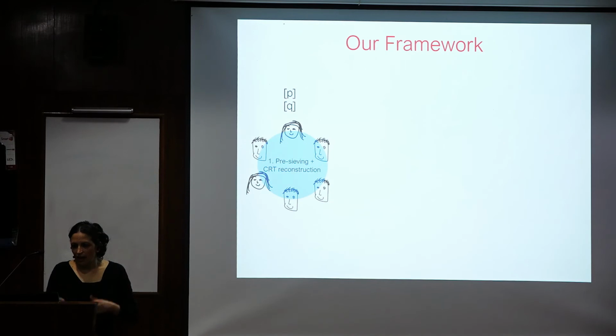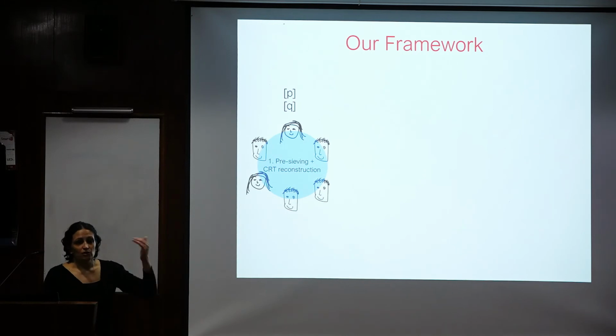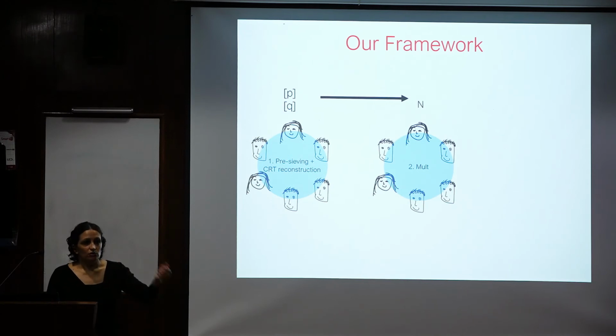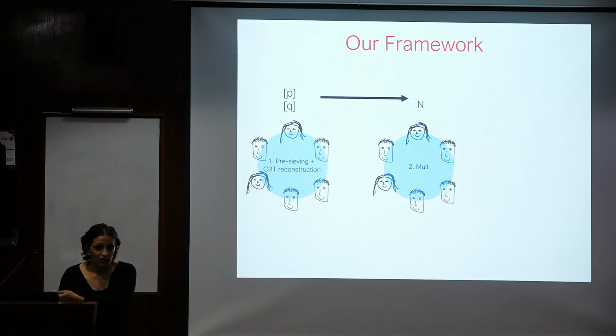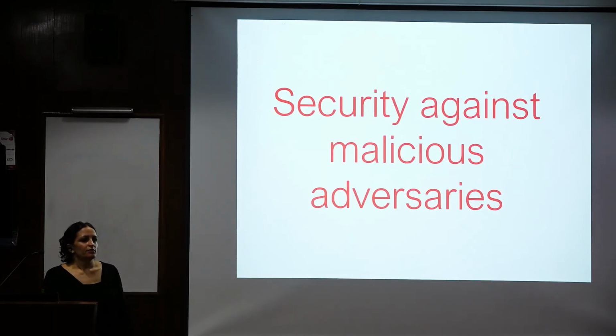Good. So let me give you the framework. Remember, we're still in the passive setting. So this is our framework. We start with what we call the pre-sieving. Remember, before we had the sieving, where you do the elimination after you generate the primes. Now you do the pre-sieving, and then you have the CRT reconstruction for generating the shares. Then you compute the multiplication. You run the multiplication protocol based on the threshold additively homomorphic encryption I specified before. And then you do the biprimality test.